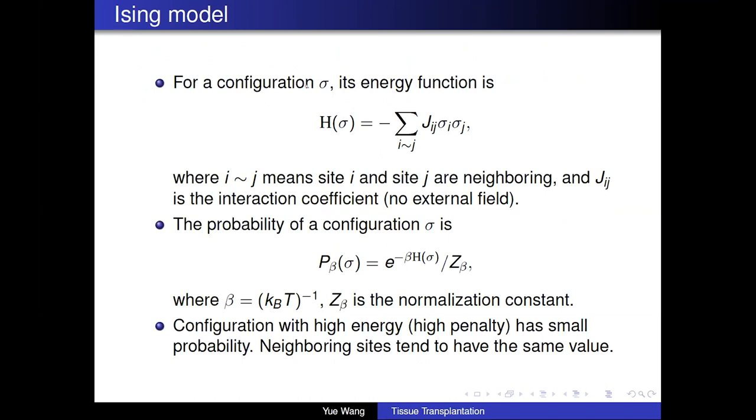And for each configuration of this plus or minus one, the energy is defined like this. Here, we consider those neighboring sites, and if their values are the same, the energy is smaller. Here we assume there's no external field. And with this energy function, we can define the corresponding probability of this configuration, which has an exponential form. And we can see that one configuration with high energy, meaning high penalty, has small probability. Therefore, the neighboring sites tend to have the same value.